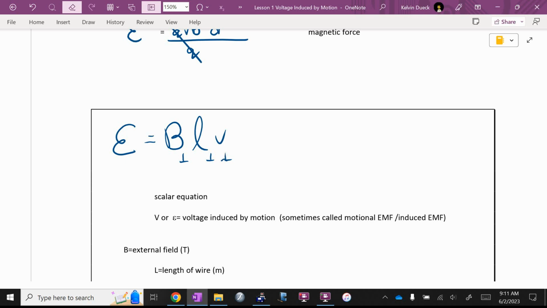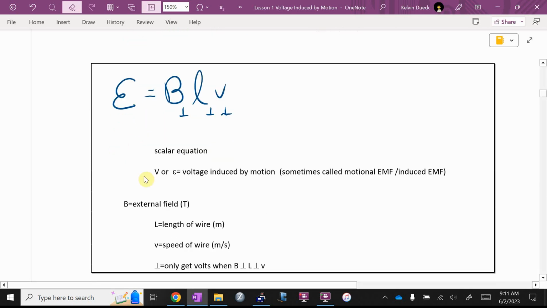If you notice on your formula sheet, that should be the next equation down after the magnetic stuff we just finished. It should say EMF equals BLv. It's a scalar equation. V or EMF is voltage induced by motion. It's often called motional EMF or induced EMF.